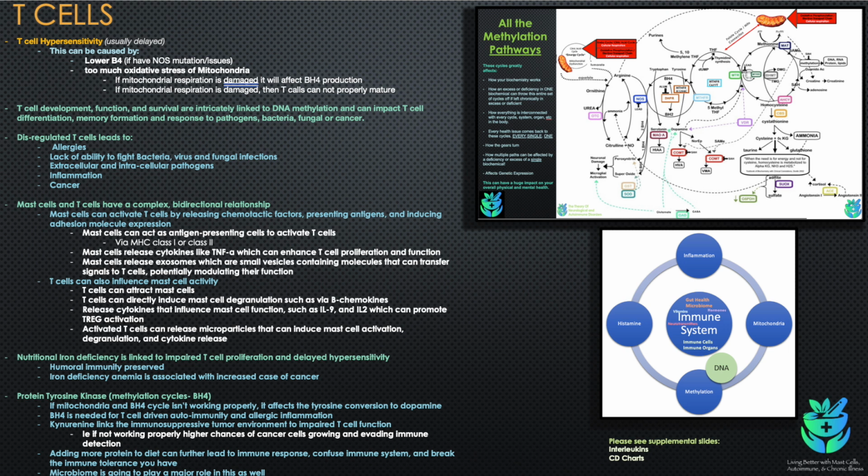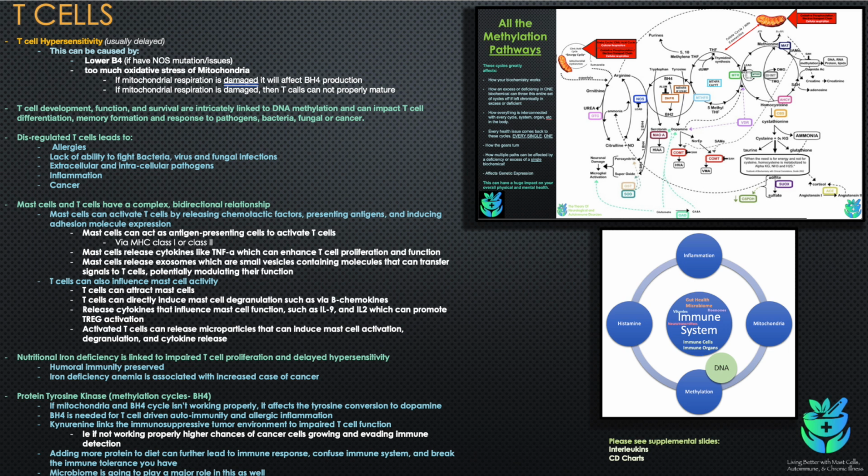If mitochondrial respiration is damaged, it will affect the BH4 production. If mitochondrial respiration is damaged, it also hampers T cells so they cannot properly mature. T cell development, function, and survival are intricately linked to DNA methylation and can impact T cell differentiation, memory formation, and response to pathogens, bacteria, fungal, or cancer. So, dysregulated T cells lead to allergies, lack of ability to fight bacterial, viral, or fungal infections, intracellular and extracellular pathogens, inflammation, and cancer.